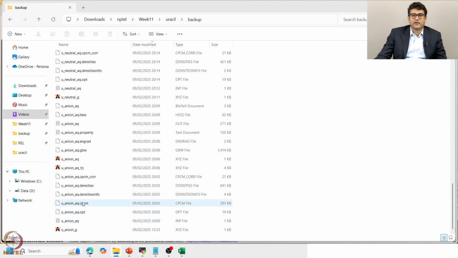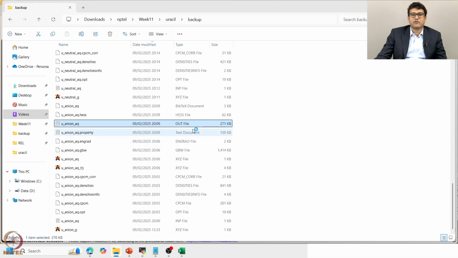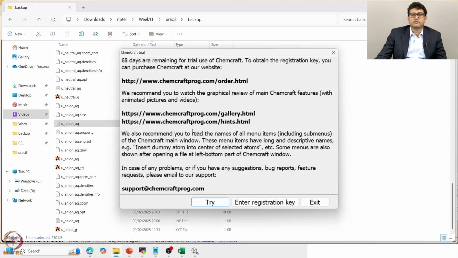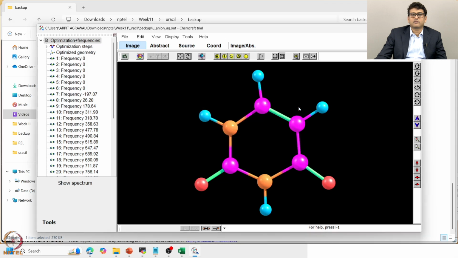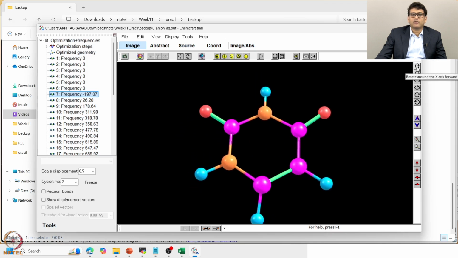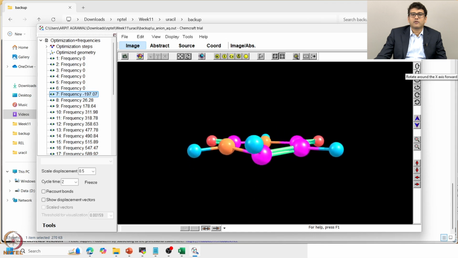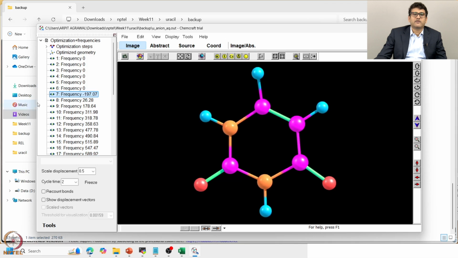So this is where the output file is. If I open it with Chemcraft, this is how it looks. Don't get perturbed by this low energy frequency. It's happening because of a not so tight optimization. If you do this optimization tightly, these low energy frequencies will go away.